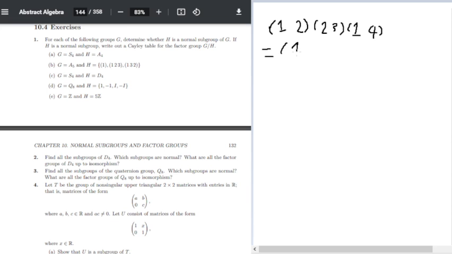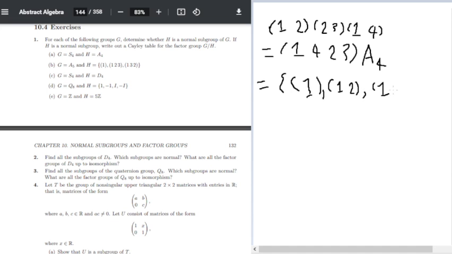This is going to be equal to 1 is sent to 4, 4 is sent to 1, 1 is sent to 2, 2 is sent to 3, 3 is sent to 2, okay. 1, 4, 2, 3. And we multiply this by A4, oh, this is going to be fun. Wait, let me double check. 4 factorial is 24. Oh, this group is going to have 12 elements. Writing this out is going to be a pain. So 1, 1, 2, 1, 3, 1, 4, 2, 3, 2, 4, 3, 4.